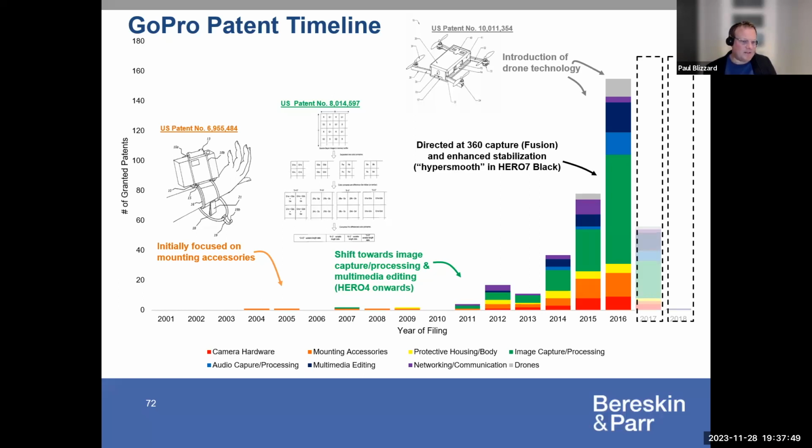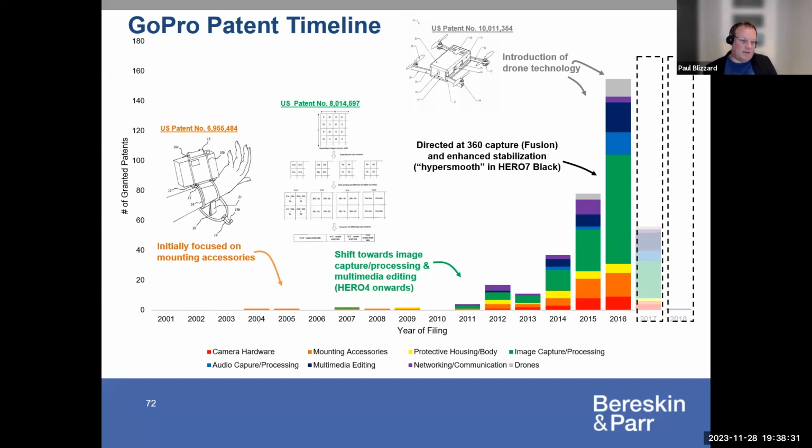So this is a graph that looks at how they approached patents for these technologies. On the left, we have some of the earlier patents, like 6955484, which is directed to mounting accessories. There are others here that are directed to more image processing, which happened later on. So you can see at the early stages, a lot of the patents were not actually directed to camera technology. They were directed to mounting accessories.